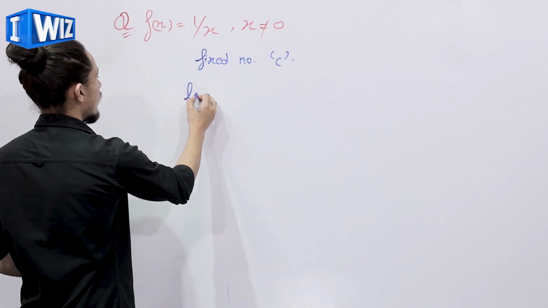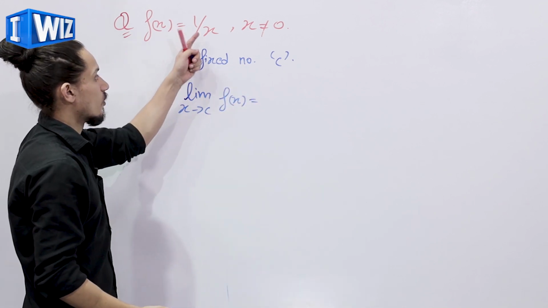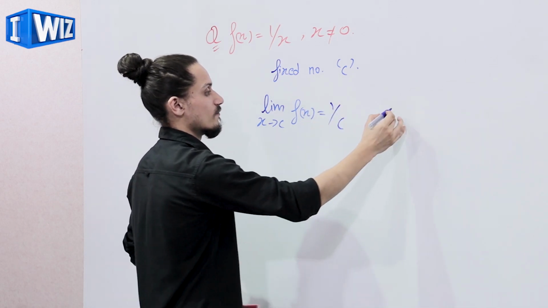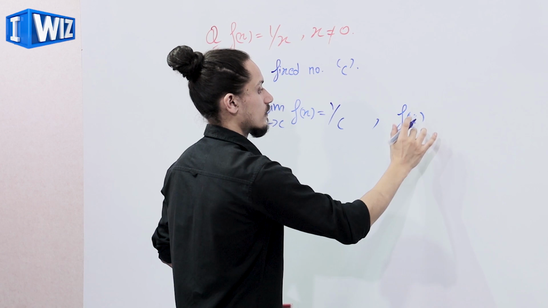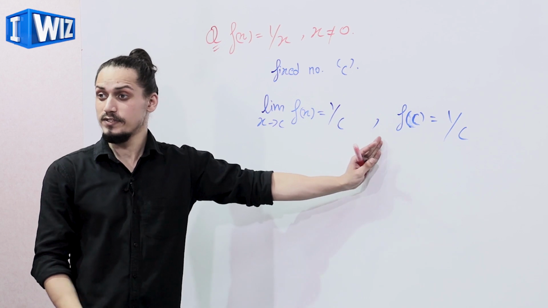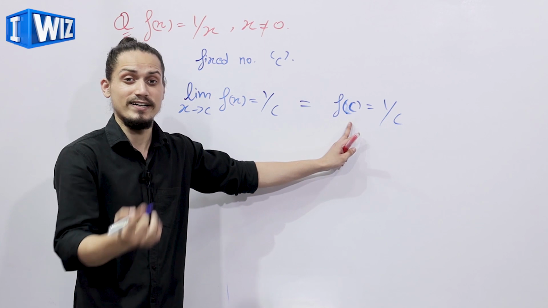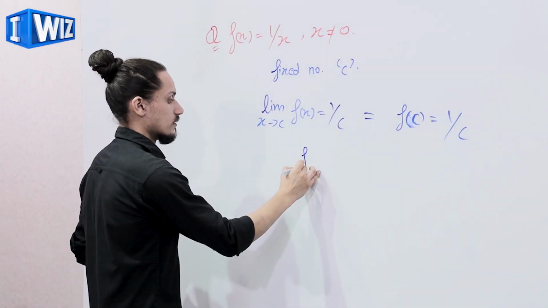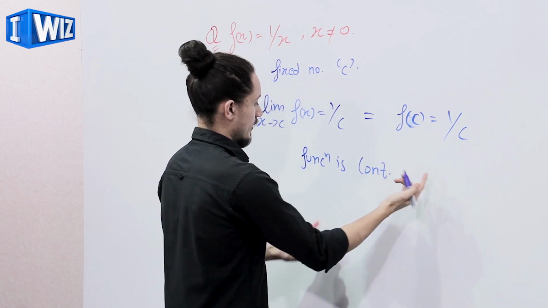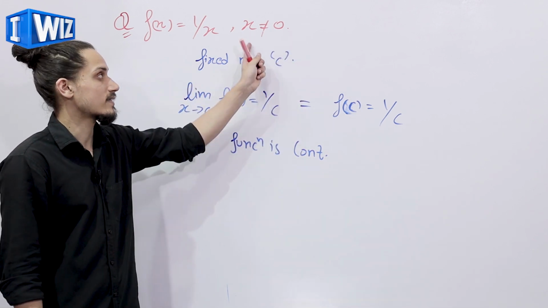Okay, so limit x approaches c of f of x will be equal to 1 upon c, and its value at this point c will be f of c, which is equal to 1 upon c. So in both cases, the value is equal to one another. So limit x approaches c is equal to the value of this function at this point c. So we'll say the function is continuous. That's it. The function is continuous at every point in its domain where x cannot be equal to 0.